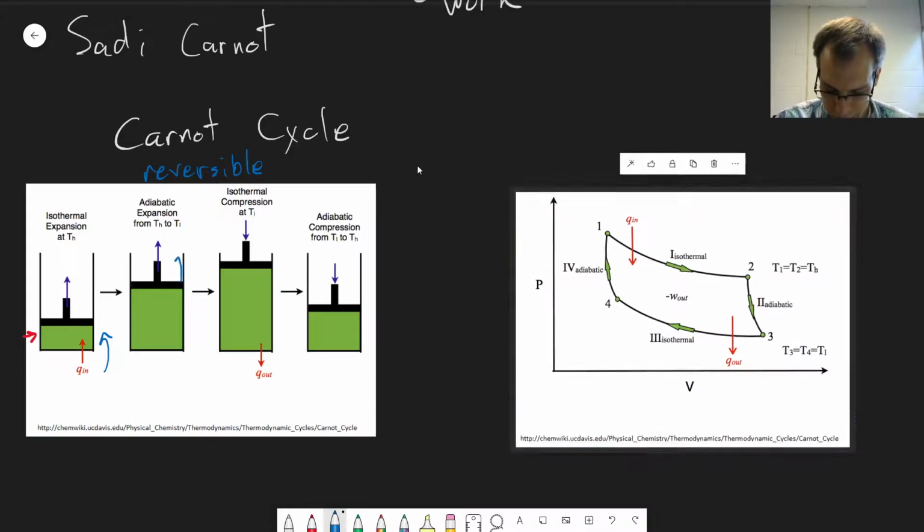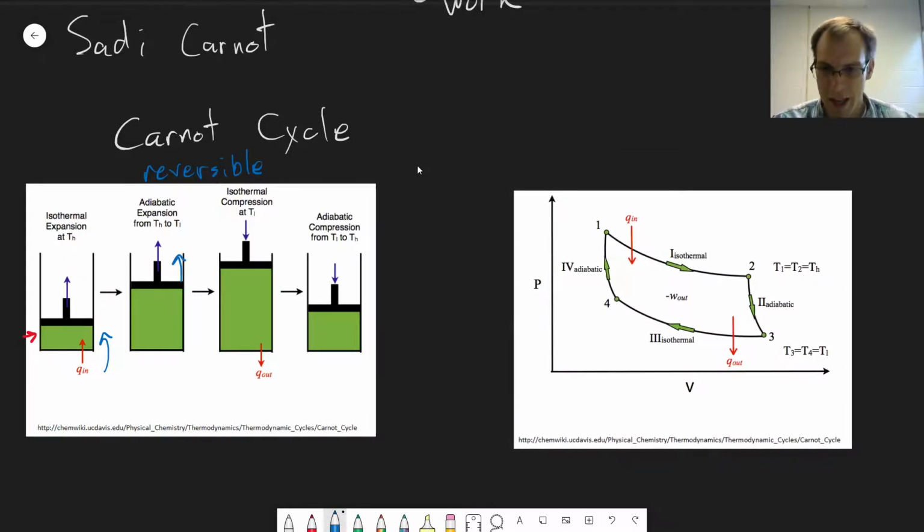So we get an adiabatic expansion. And then once we've gotten the adiabatic expansion to the low temperature TC, or in this case TL, we do an isothermal compression that releases heat. In the process here, we've done some work by letting the piston expand, and we have to compress back to the original. So we have an isothermal compression and then an adiabatic compression a little bit further.